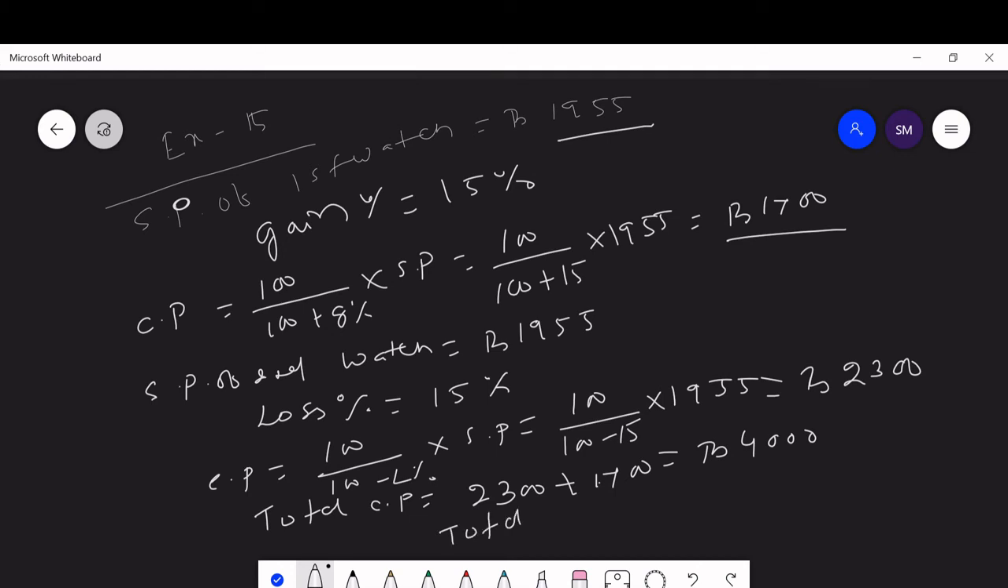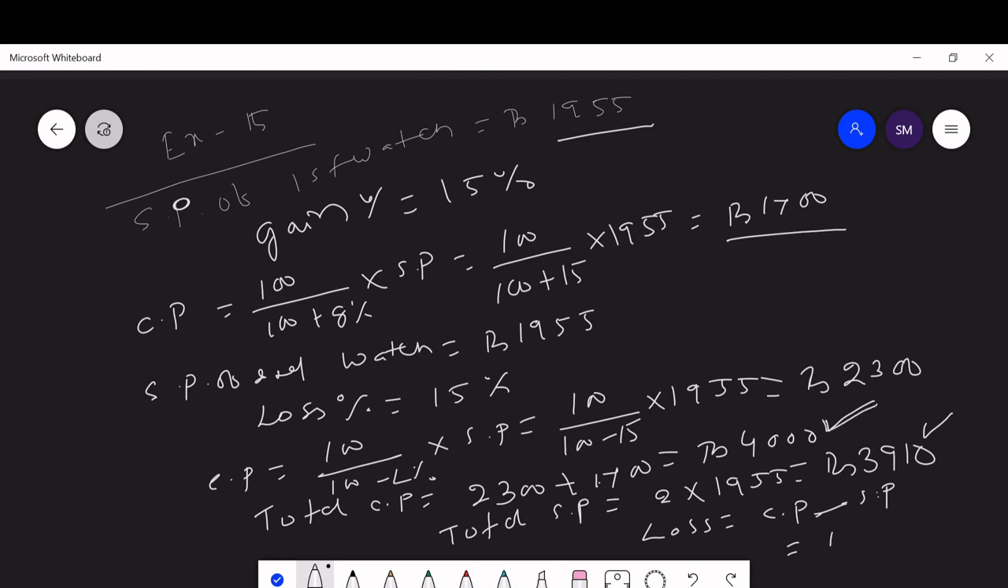Then total SP is equal to 2 into 1955, which is equal to 3910. Here this is total CP, here total SP. In these transactions SP is less than CP, this means loss. Loss amount is equal to cost price minus selling price, which is 4000 minus 3910, so the loss is equal to rupees 90.